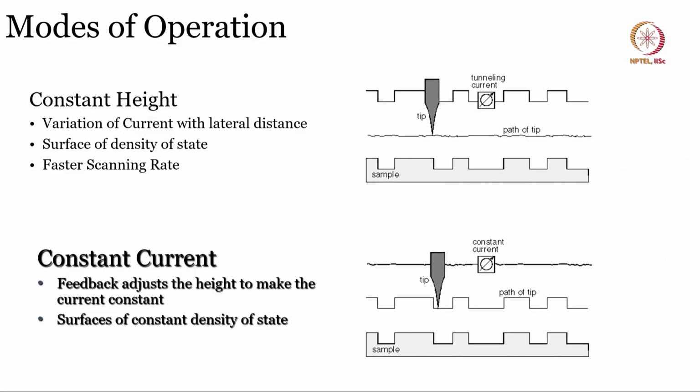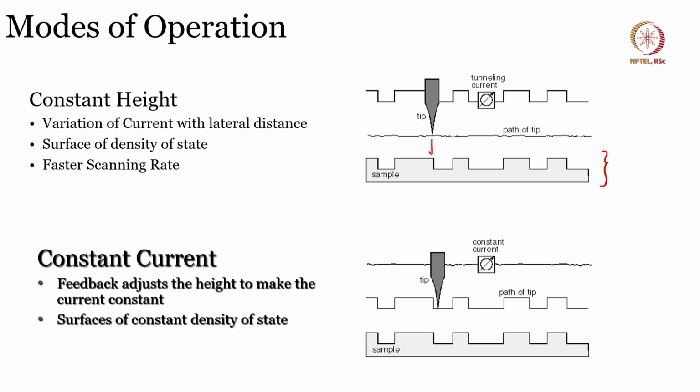So, what you see is that there are two modes of operation. First is constant height and second one is constant current. In constant height, the height remains constant and the variation of current will happen with lateral distance, and surface of density of the state, and a faster scanning rate is possible.